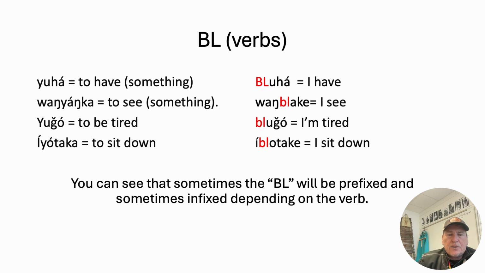Next one, wayanka, to see something. We add our BL to change it into I see, becomes womblake. And this one is infixed into the verb. Yoho, to be tired. The Y is going to disappear again. It becomes beluho, I'm tired. Iotaka, to sit down, becomes iblotake, I sit down. So that one's infixed just right after that first letter. And in that word, the I is taking the stress, so you have to keep that stress there. Iblotake. Iotaka, iblotake. All right, so those are some examples of BL verbs.